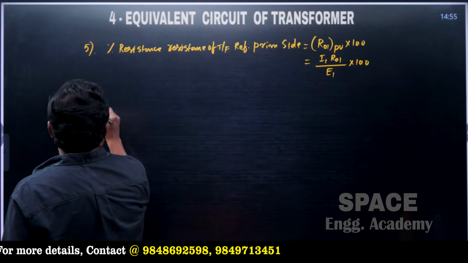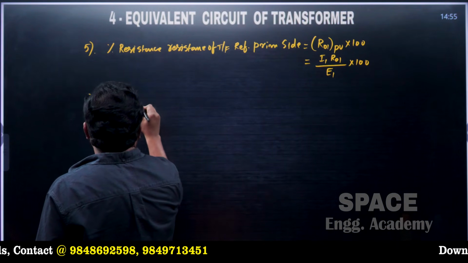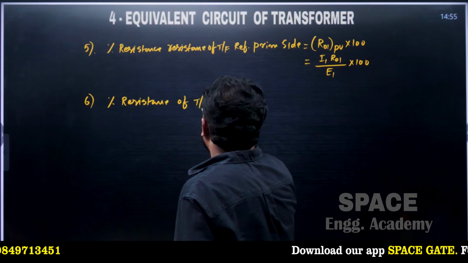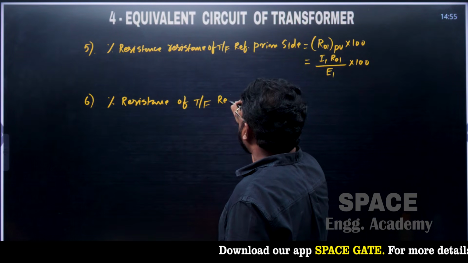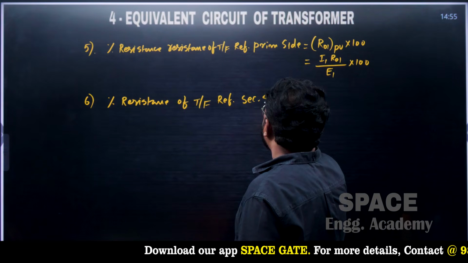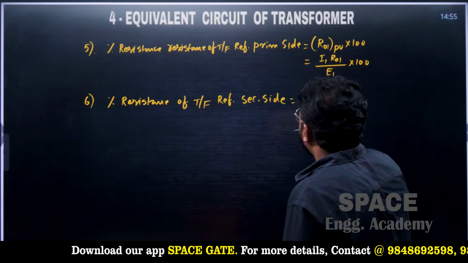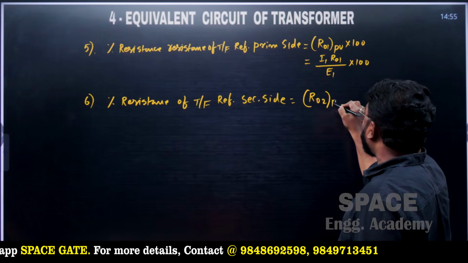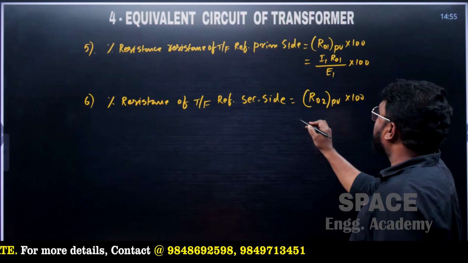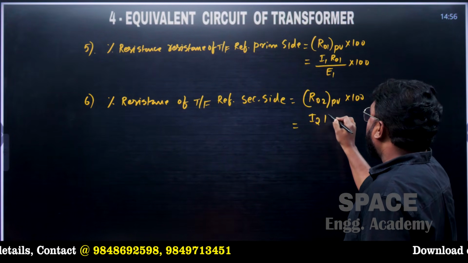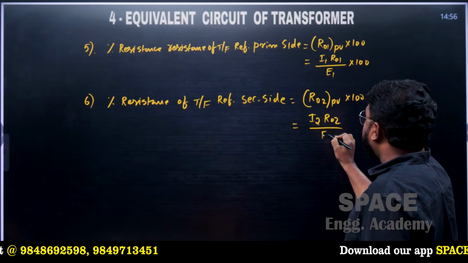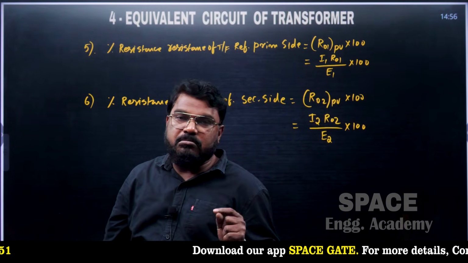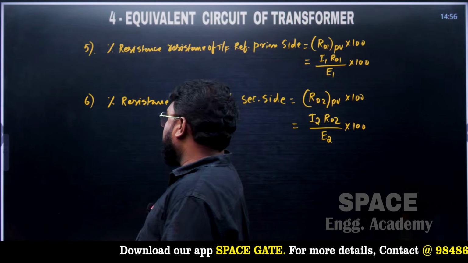And sixth one, percentage resistance of the transformer referred to secondary side, and this formula is per unit resistance referred to secondary side multiplied by 100. So that is equal to I2 R02 divided by E2 into 100. So this is percentage resistance of the transformer referred to the secondary side.